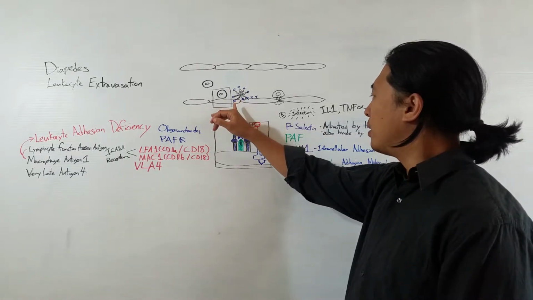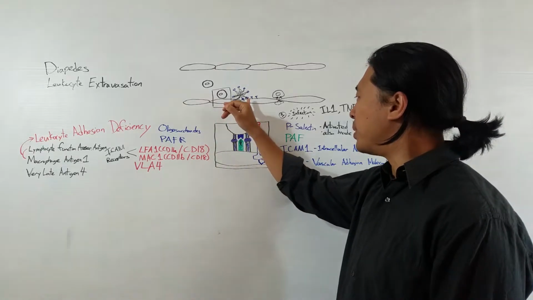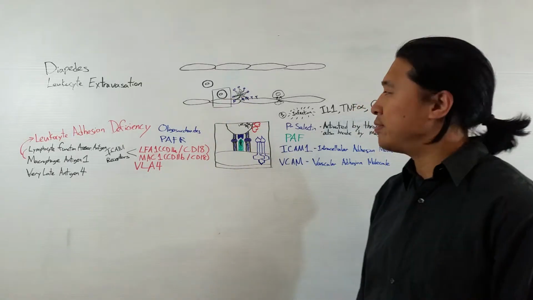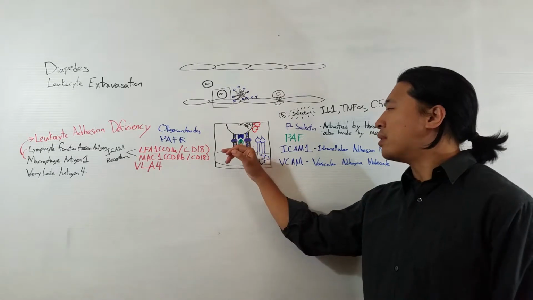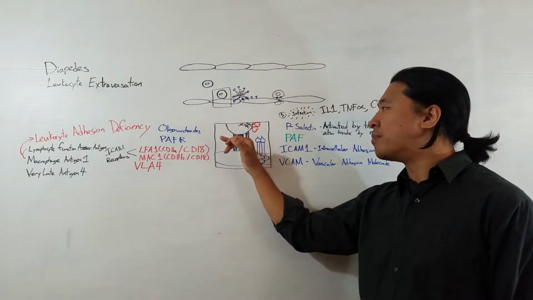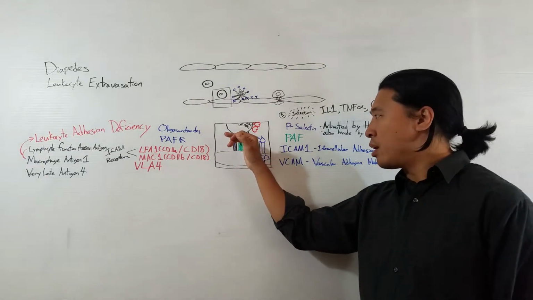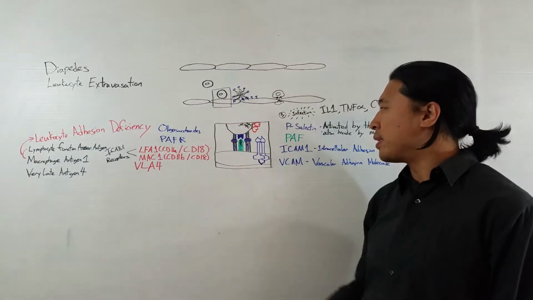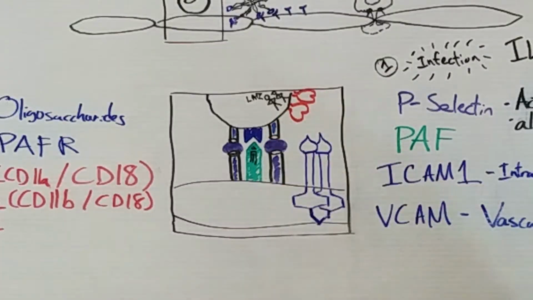Over here, we talk about the very first thing that's happening. We talk about the P-selectins attaching to the oligosaccharides. Then we said that the platelet activation factor would hit the PAFR, the platelet activation factor receptor here. This is going to stimulate these integrins over here, these red guys.